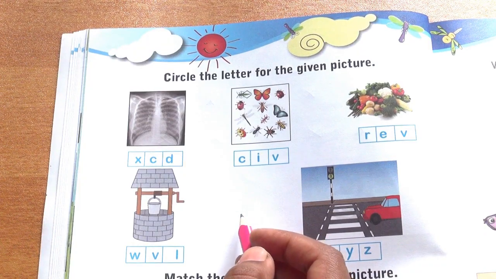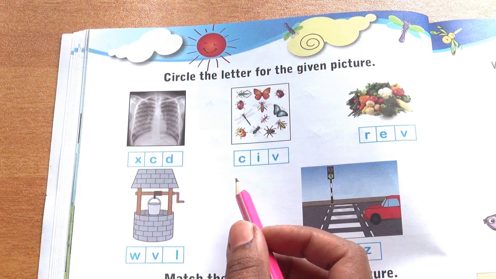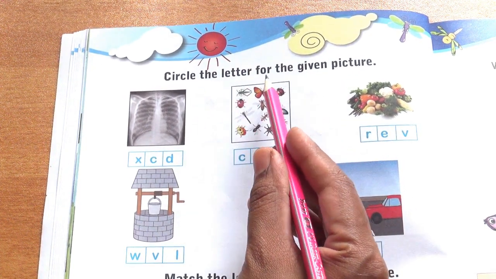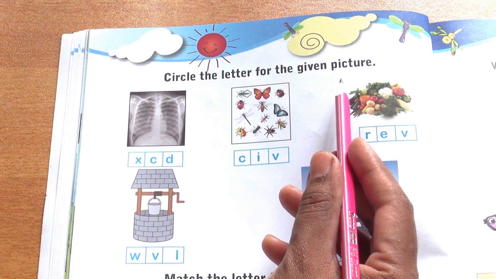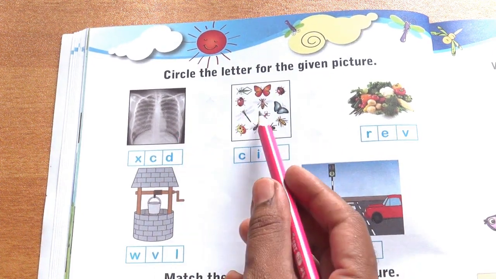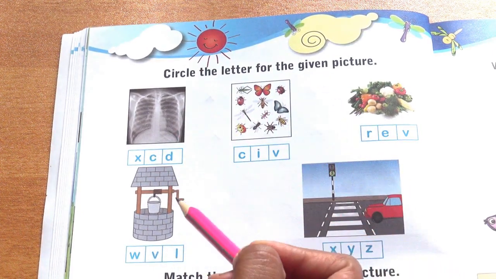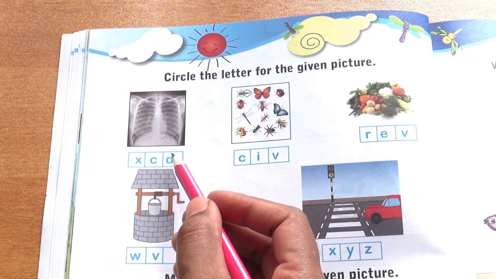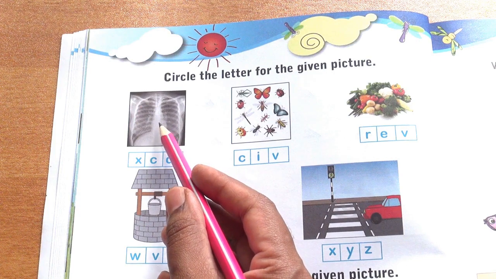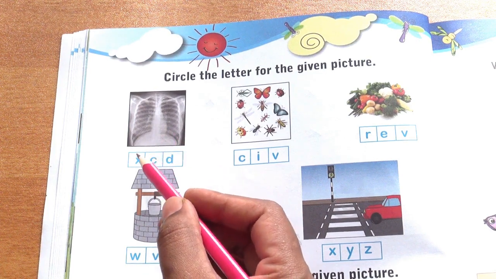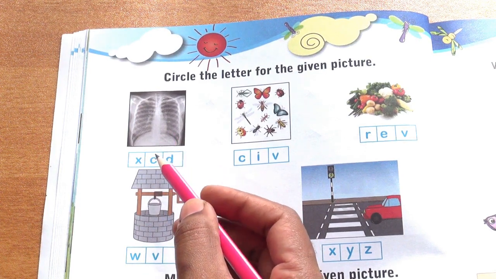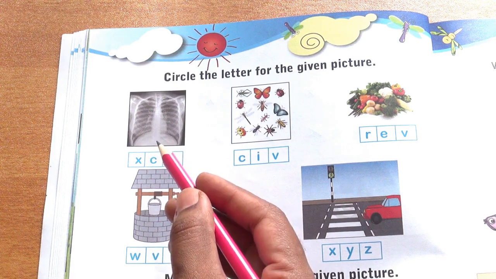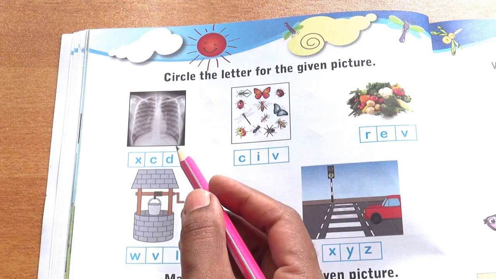Children, let's start our activity. Yes, the first question is circle the letter for the given picture. There are some pictures here, and under each picture there are some letters. So you have to see the picture and circle which is the correct letter. Okay, let's see the first picture. That is an X-ray. Very good.